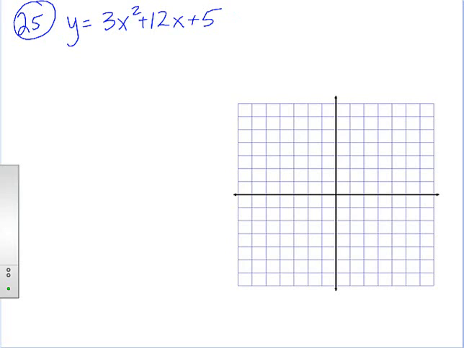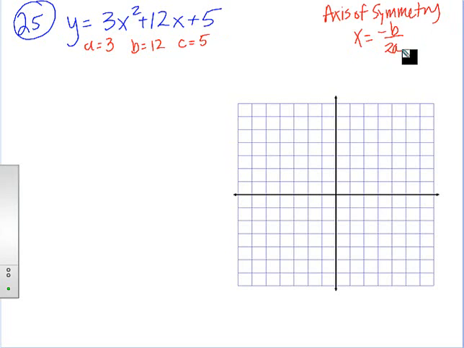So what's our A value? 3. So A is 3. What's B? 12, and C is 5. Okay, and now with those values, what can we find? The axis of symmetry. Okay. So x equals negative b over 2a.